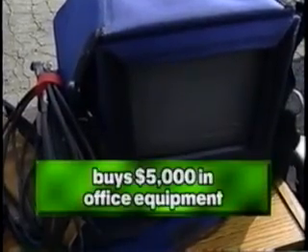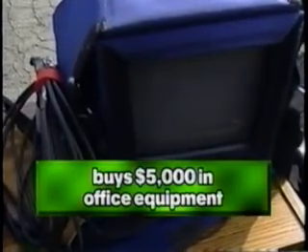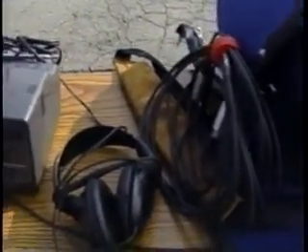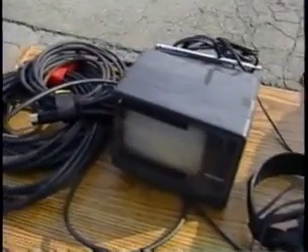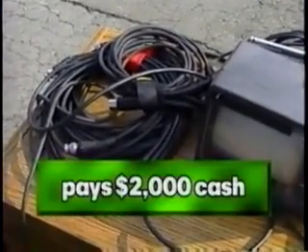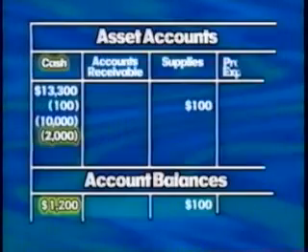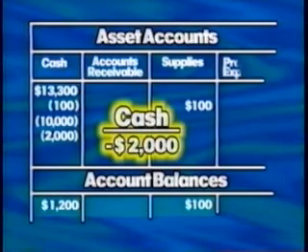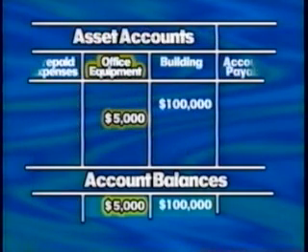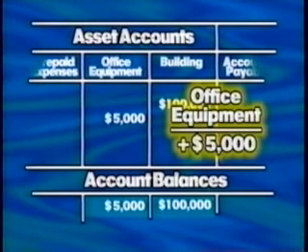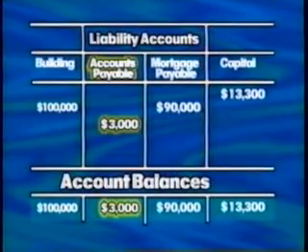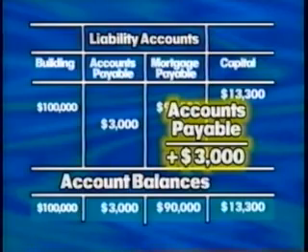Stan then buys $5,000 in office equipment, such as cameras, wires, and satellite equipment to install his network. To do this, he pays $2,000 in cash, with the rest due by the end of the year. Therefore, on our books, Stan's cash account decreases by another $2,000. His office equipment account, an asset, is increased by $5,000 because he has $5,000 in office equipment, and his accounts payable account, a liability, is increased by $3,000.